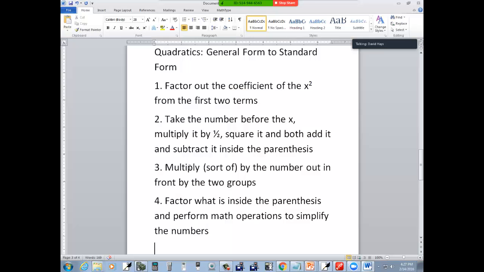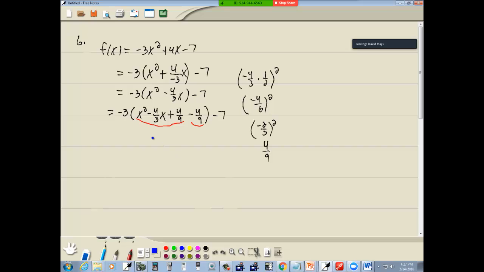So then multiply sort of by the number out in front by the two groups. So this number that's out in front, and sometimes there is no number there, but you're going to multiply it times your first group, and you multiply it times your second group. Except we don't really multiply it through. In this case, we just put it out in front. So this is -3 times x squared minus 4/3 x plus 4/9. And then we'll have a -3 times -4/9 minus 7.